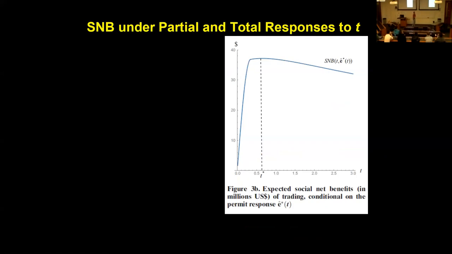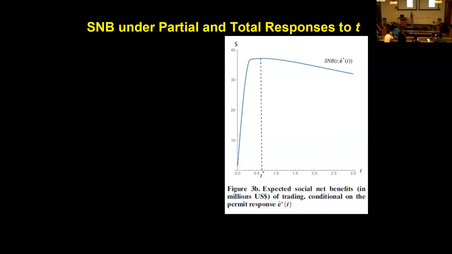What happens if we look at social net benefits under these two cases? Here's the case where we allow E hat to respond. We get a permit response, we change T. We can see that we get this maximum here at T star. In our first best model, T star is about 0.6. I'll get to our numerical model in a minute, but we're allowing there to be risk increasing abatement versus risk reducing abatement. It's endogenous where that's at. And we find T star is where that abatement is risk reducing for non-point sources. So it's much less than the existing ratios.